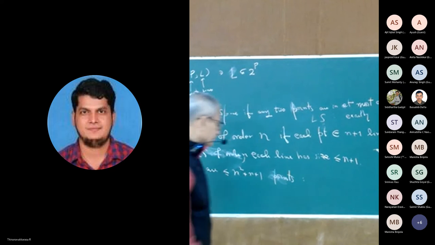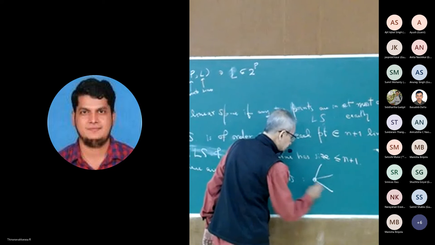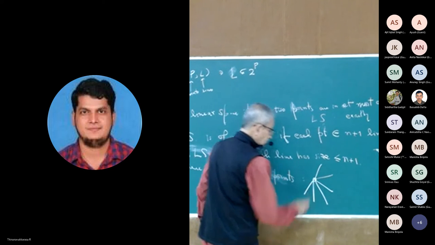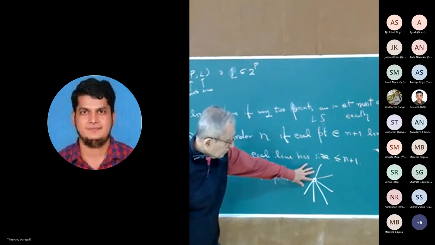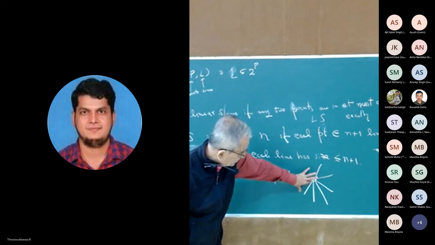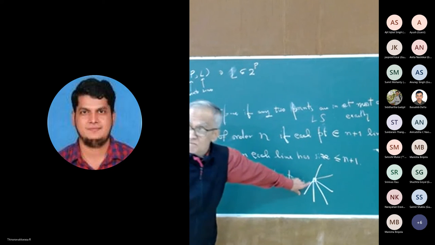Why? Another picture. Pick a point. Look at all the lines through that point. Okay. Apart from this point, there are n plus one lines, each of them covering at most n points.